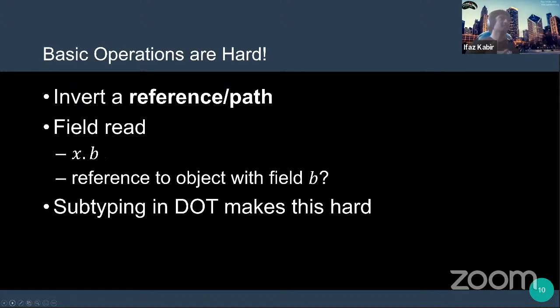But when you get to the basic operations such as function calls or field reads, it gets difficult because the main source of this difficulty is that you have to invert a reference to get to a value. So if you have a reference x, and you're trying to do a field read x.b, then you have to somehow show that x refers to some object with the field b, and subtyping in DOT makes this very difficult.